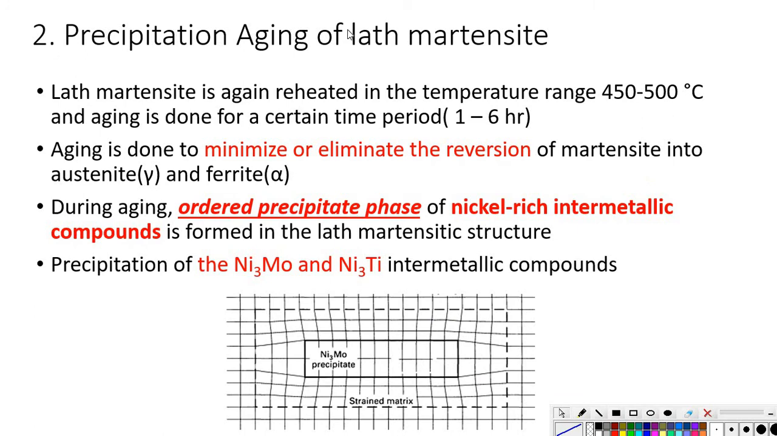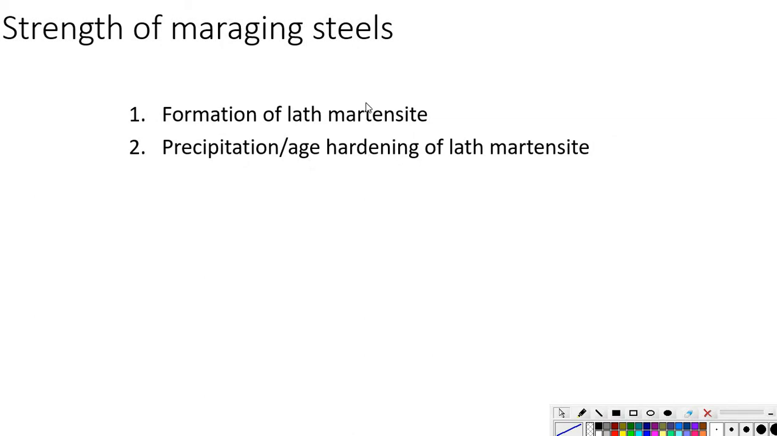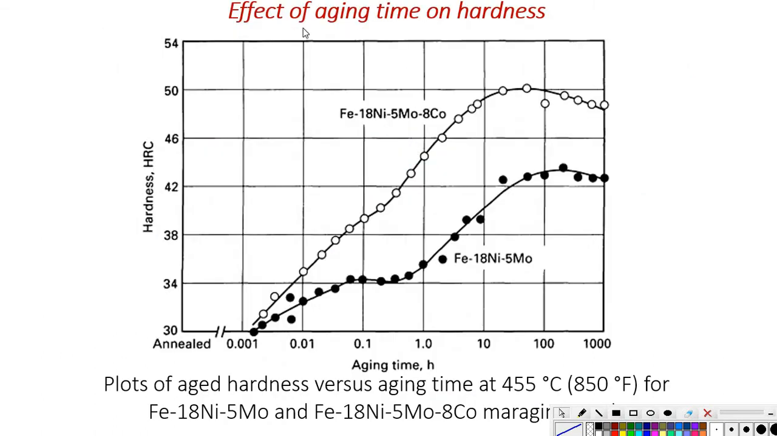Okay, so that is the precipitation or aging of lath martensite. So by these two processes, first the formation of lath martensite and second the precipitation in the lath martensite, we got higher strength in the Maraging steel. And this is the aging time.